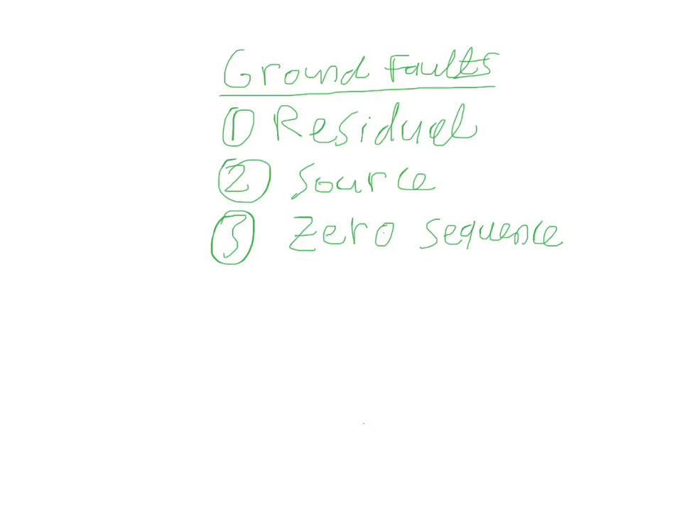Today we're going to be covering ground faults, and this video will cover residual ground fault and what it would look like on a 4-wire system. The other two types of ground faults, which we'll cover in a separate video for each one, are source ground and zero sequence ground. These are very common ground fault schemes you'll find on low voltage and medium voltage systems.